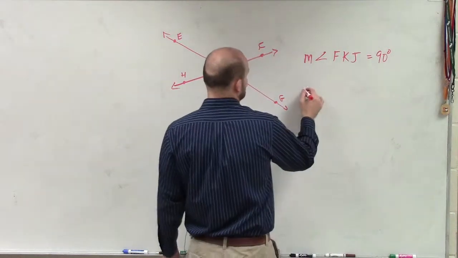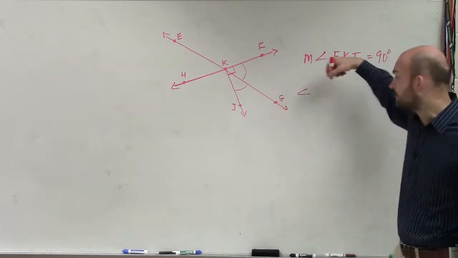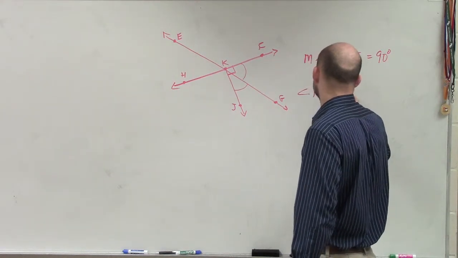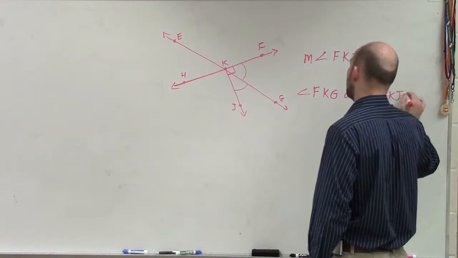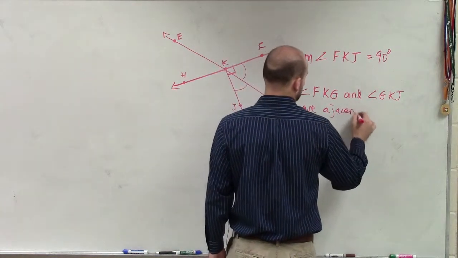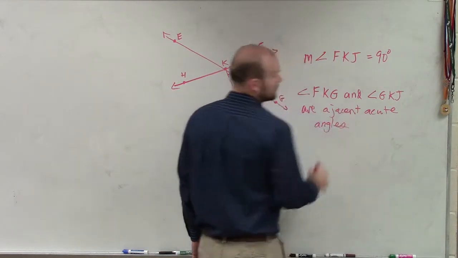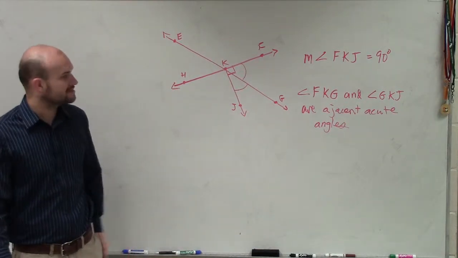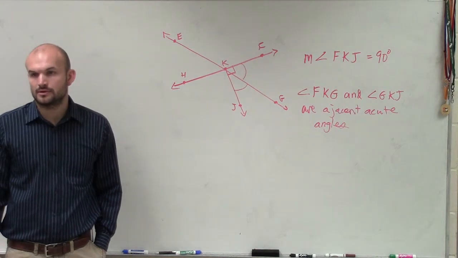So therefore, ladies and gentlemen, I can say angle. Make sure you say angle. Just don't write out the 3 letters. You have to communicate to me that you're talking about an angle. Angle FKG and angle GKJ are adjacent acute angles. Right? These two angles, they're both acute and they're both adjacent. Would you agree, Alexandra? You agree?